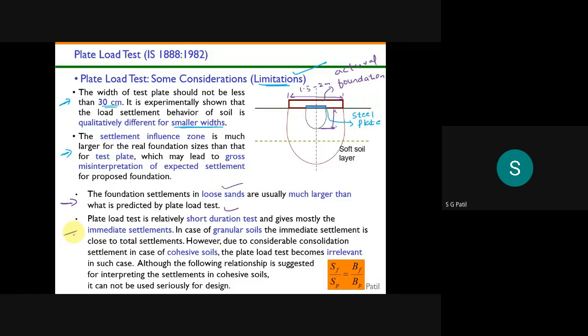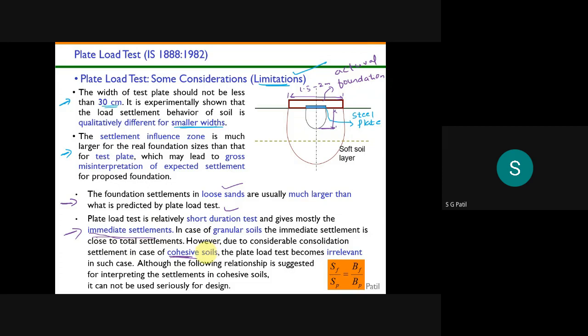What is my final limitation? The plate load test is a relatively short duration test. You may conduct it for 4 days or 5 days, but usually consolidation will take like 6 months or years. So whatever settlement you capture from the plate load test is essentially just the immediate settlement, which is fair enough in granular soil. But if you have a cohesive soil, then the immediate settlement contribution is very small. The major contribution to the settlement is played by the consolidation settlement.